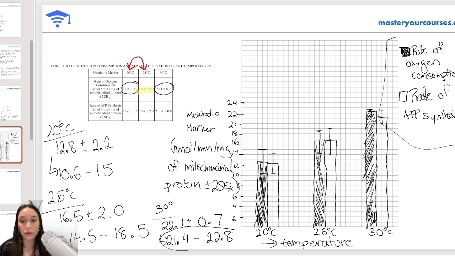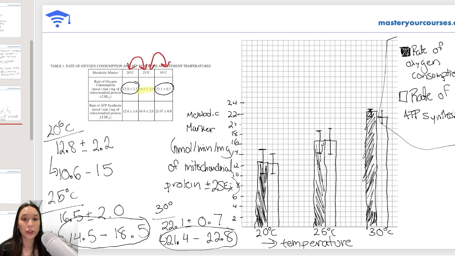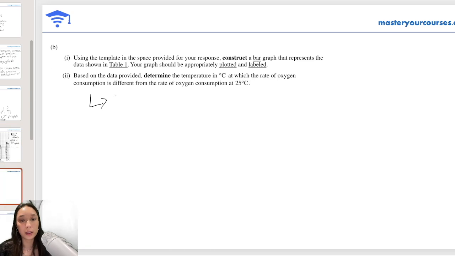So these values of 30 versus your values over here of 25: this one ends at 18.5 and this one starts at 21.4. So these two are significantly different from each other because their ranges don't overlap. So you're looking for the temperature at which there's a difference, and that temperature is 30 degrees Celsius. So that's all you had to put, 30 degrees Celsius.